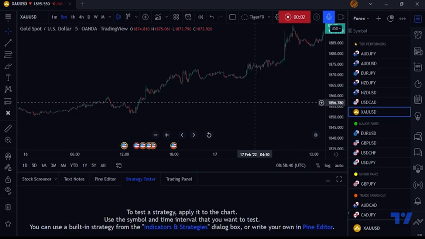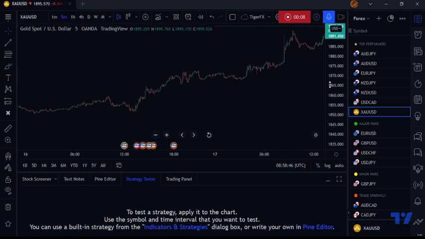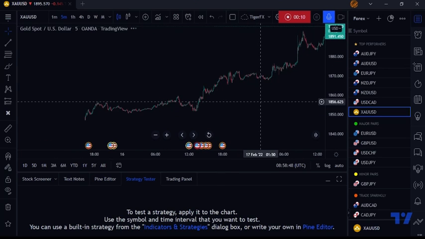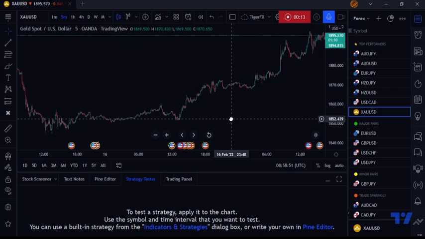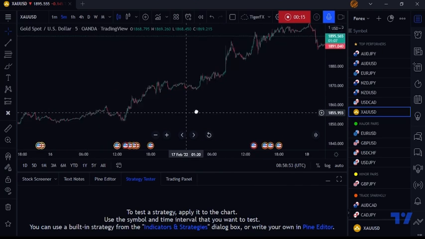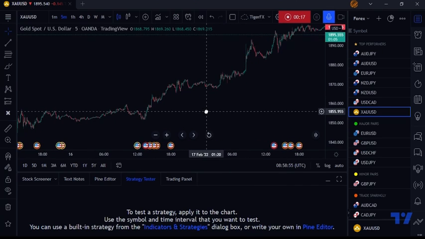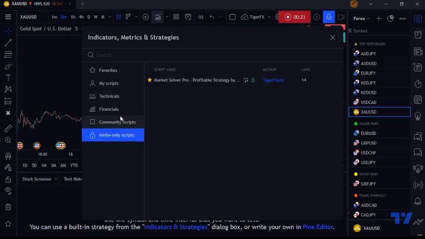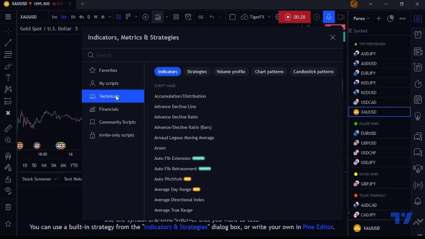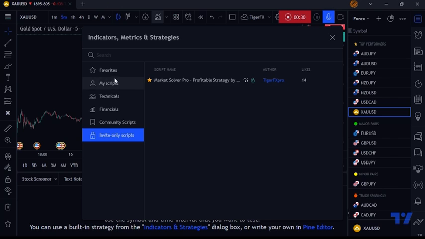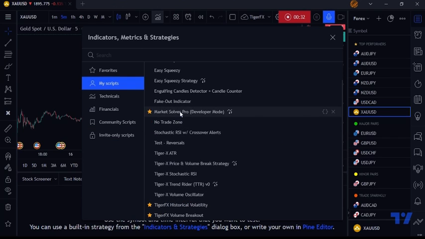Hey guys, I wanted to talk about gold on Market Solver Pro. As most of you might know, it's been on an uptrend, and I'm currently within a trade on gold, and I'd like to show how the opportunity was captured using Market Solver Pro. So let me just pull up my developer version of Market Solver Pro. It's under my scripts developer mode here.